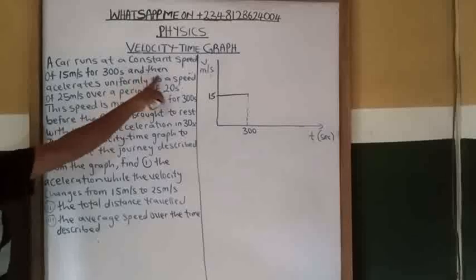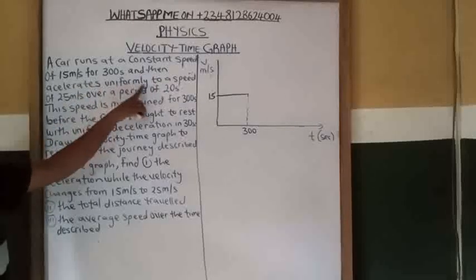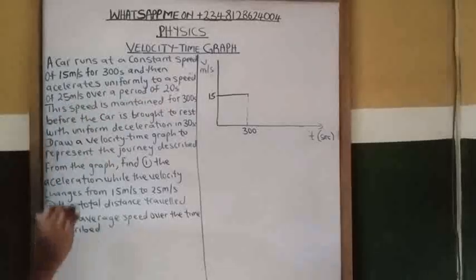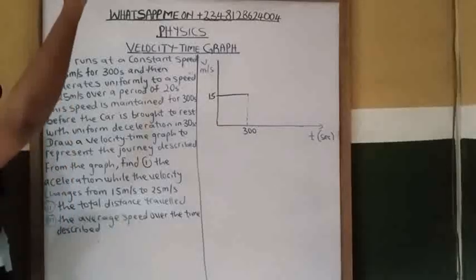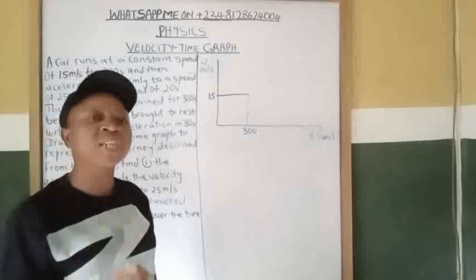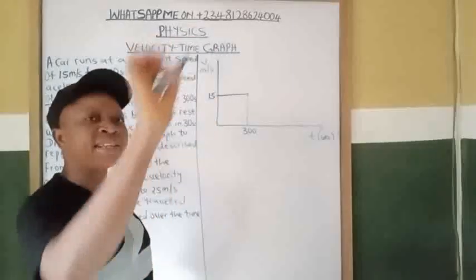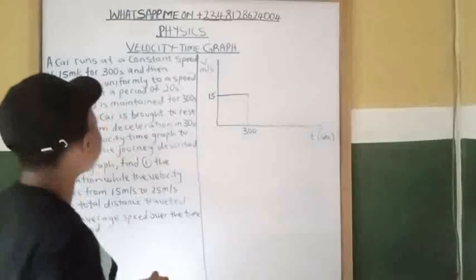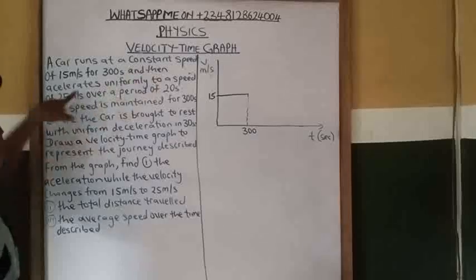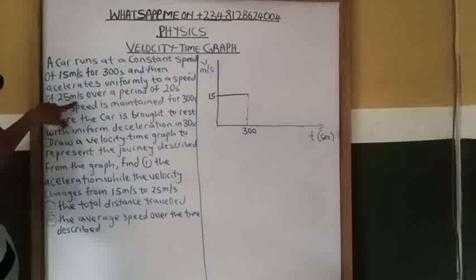Now let's read further. And then accelerates uniformly to a speed of 25 meters per second. Accelerates means that it travels up. Don't forget that I explained in my last video that when an object accelerates on a velocity time graph, it will go in a slanting form. So let's read the question again: and then accelerates uniformly to a speed of 25 meters per second.